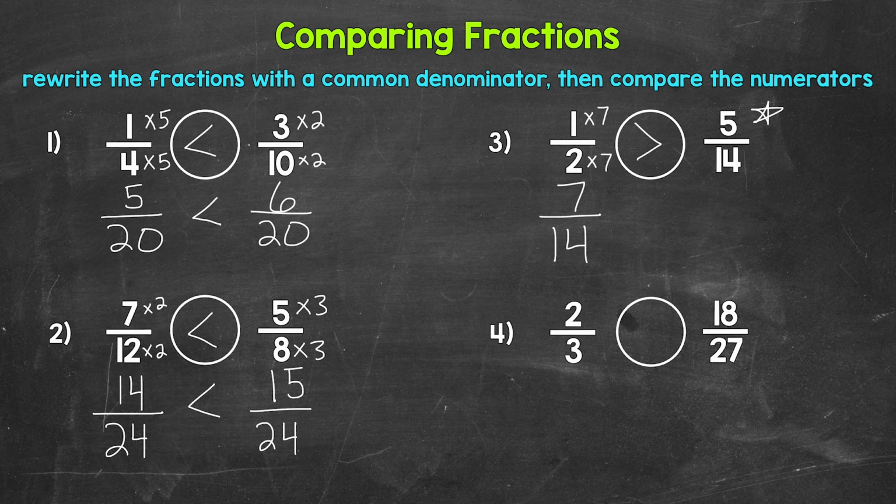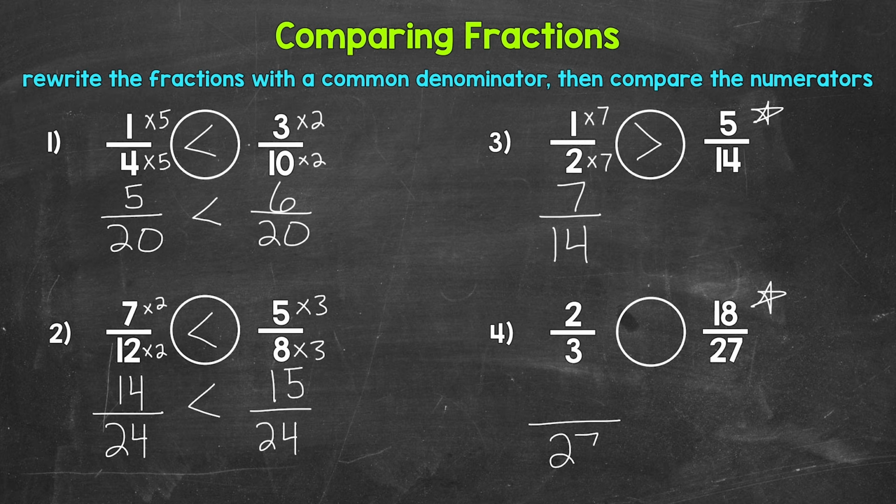Lastly, taking a look at number 4, we have 2/3 and 18/27. So we need a common denominator here. The least common denominator for 3 and 27 is 27. 18/27 already has that common denominator of 27.